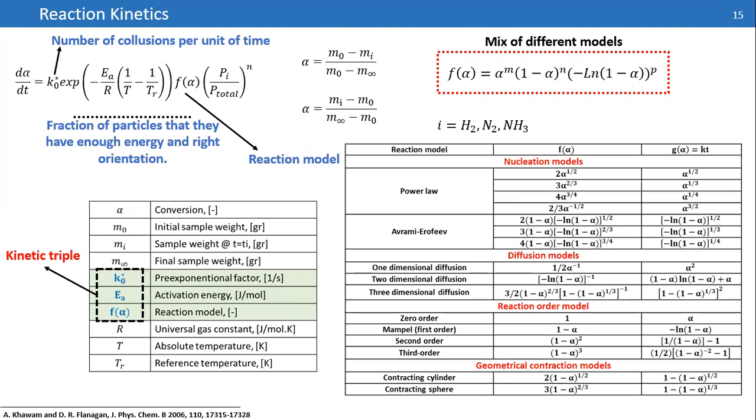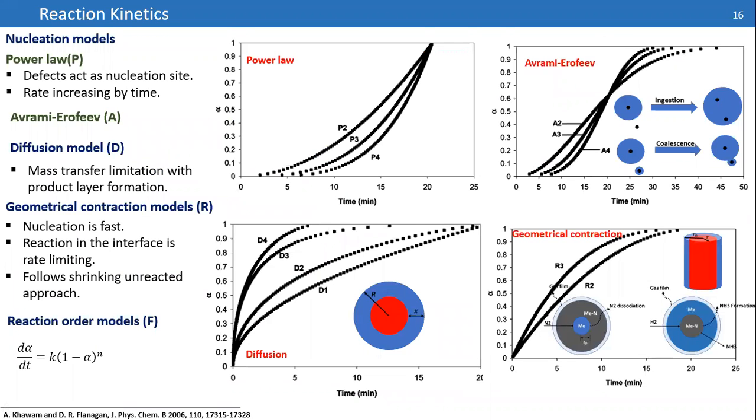And if my conversion proceeds, what will happen to my reaction? And here is the effect of partial pressure, since I'm talking about gas-solid non-catalytic reactions here. These models can be mixed with each other and form a general form. For different types of reaction models that I just introduced, the behavior is a little bit different.